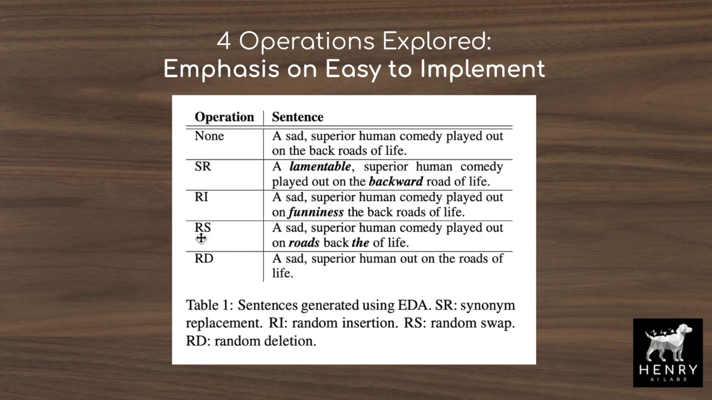So random swap is where we randomly select 2 words, swapping roads and the, so it's on roads, back the of life. And then random deletion probably makes the most sense out of this group, along with synonym replacement, where we randomly delete a word in the sentence. So in this case, comedy is deleted, and then a lot of words are deleted. That turns this sentence into this sentence.